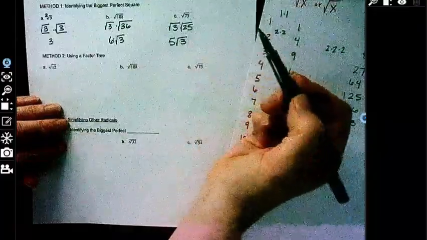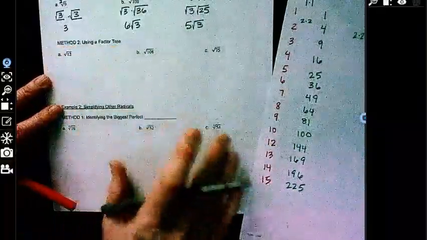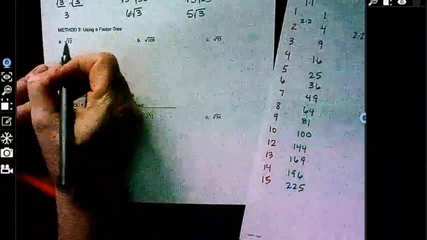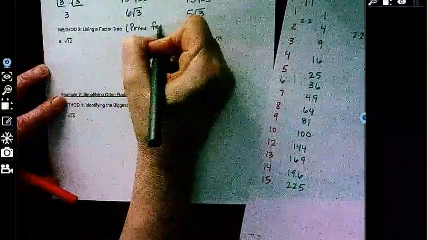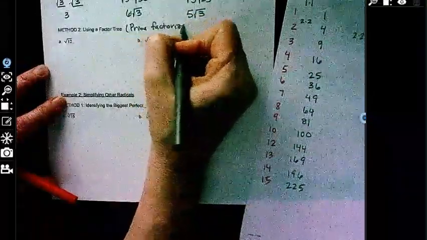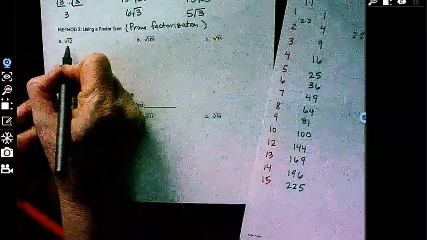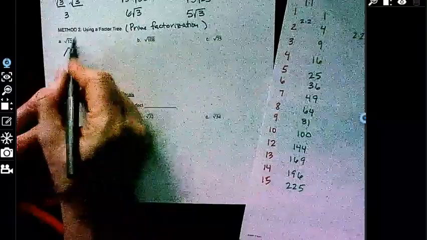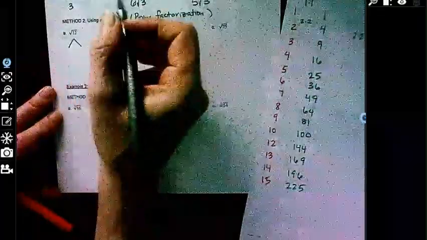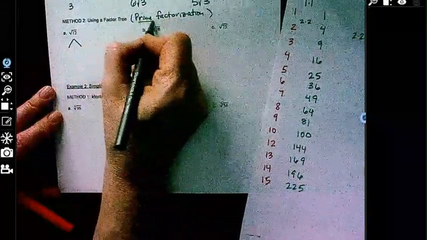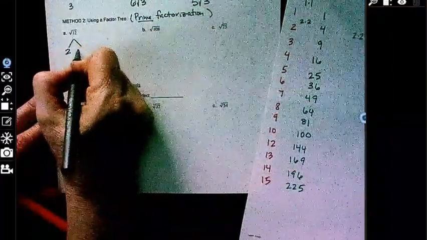Okay, basic square root simplification. There's another method called the factor tree method, and sometimes this really helps people. The factor tree method uses prime factorization. It means take a number and break it down all the way to its prime factors. So I look at 12. I'm not worried about radicals anymore, I'm just saying, what is 12? A prime factor is a number that can only be divided by itself or 1. So 12 is 2 times 6.